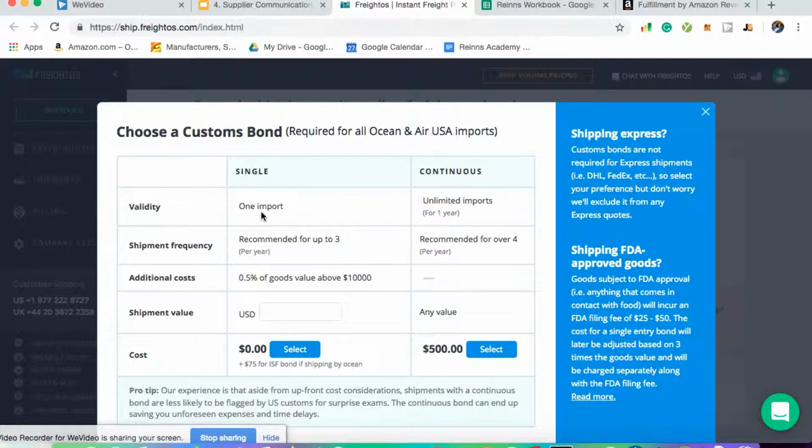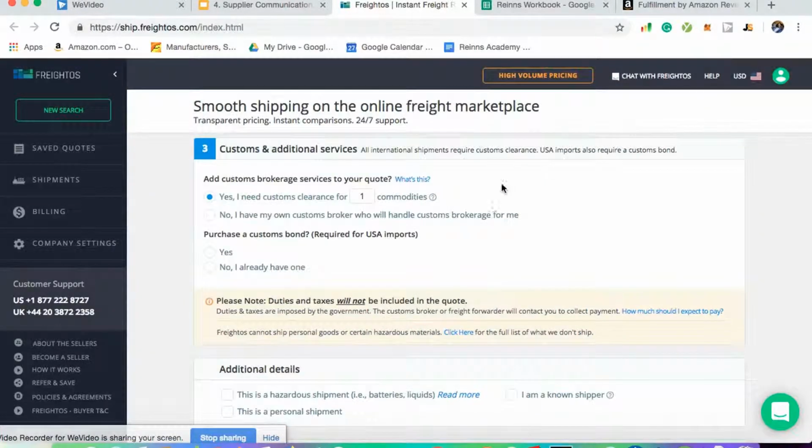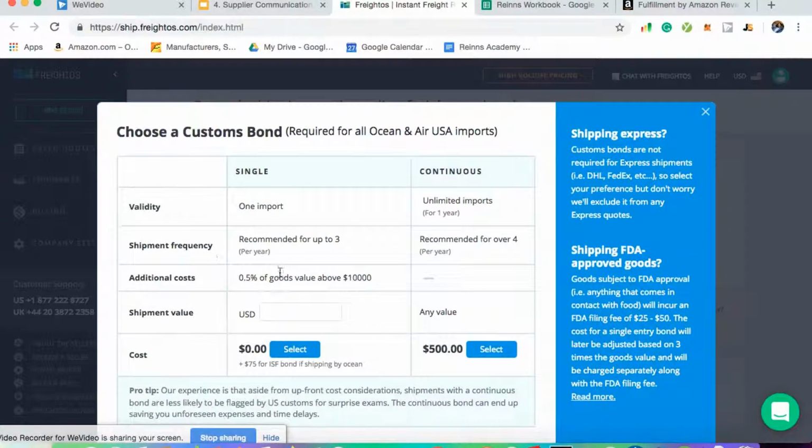But since we are starting, we literally have to select a single customs bond payment. Once this window pops up, you will just enter your shipment value. So how do we get the shipment value for your first shipment? Just one second, guys. Yeah, here we are. So for your first shipment, you will enter your shipment value.